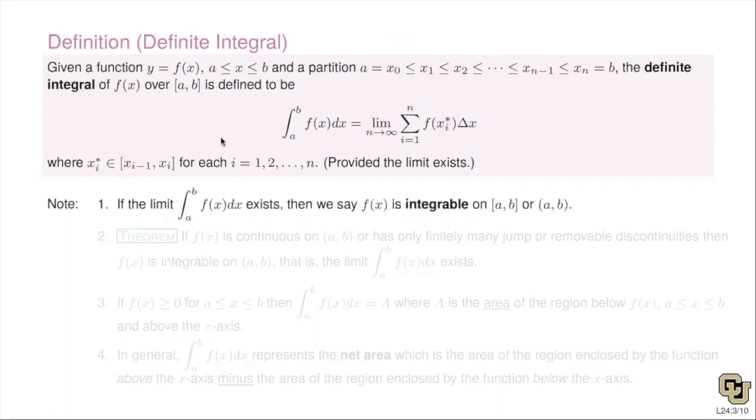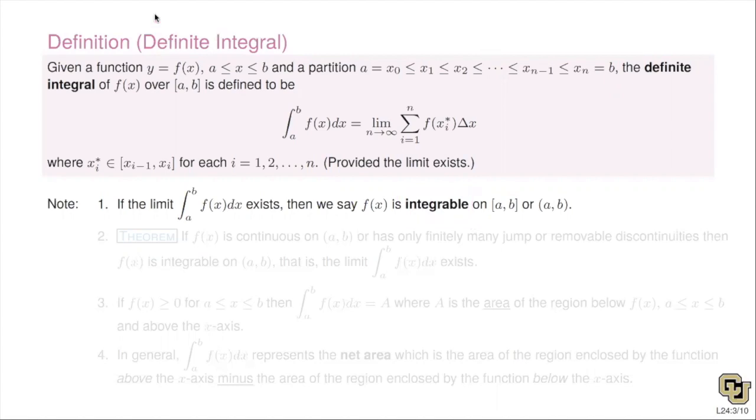So if the limit does exist, the definite integral from a to b of f of x dx, then we say the function is integrable. We can integrate the function. It's integrable. We are able to integrate it. Just like when the limit definition of the derivative of the function existed, we called it differentiable. Here, when the limit definition of the definite integral of the function exists, we say the function is integrable.